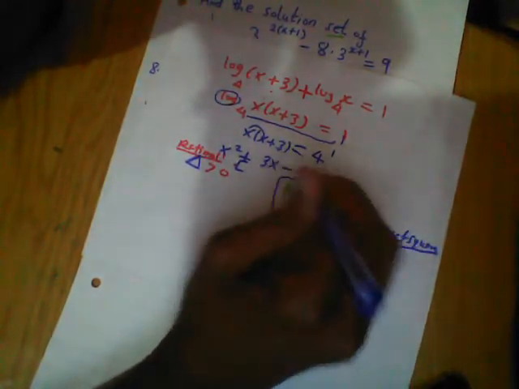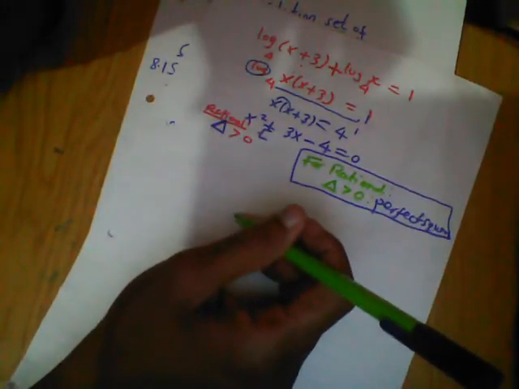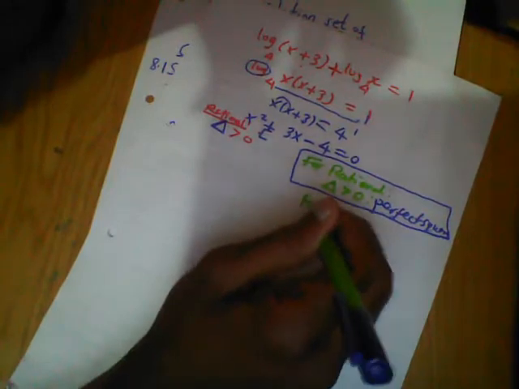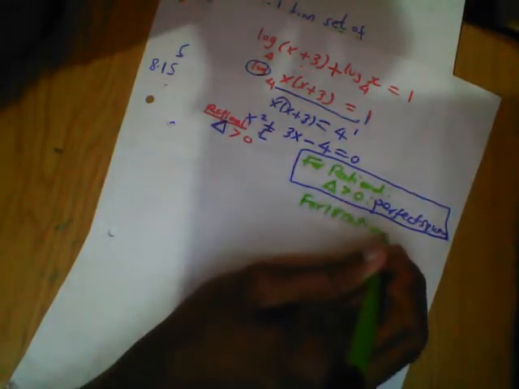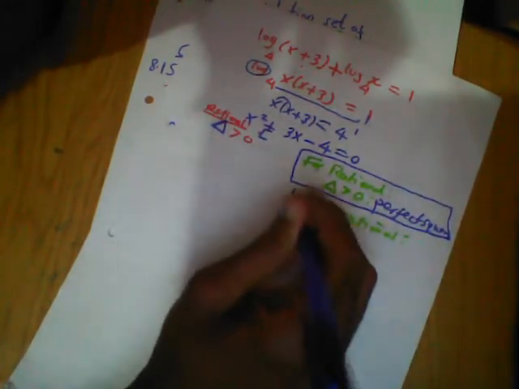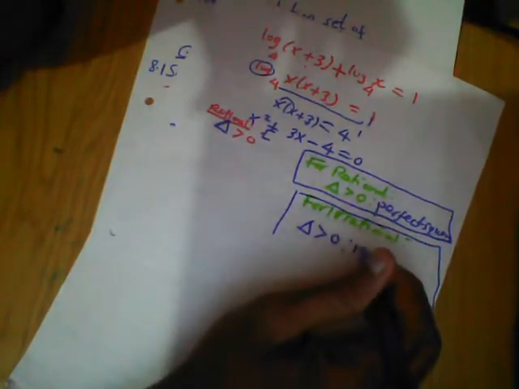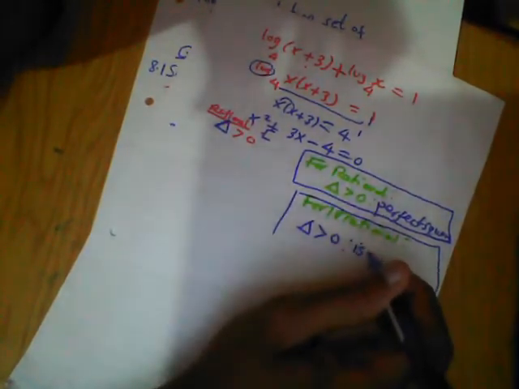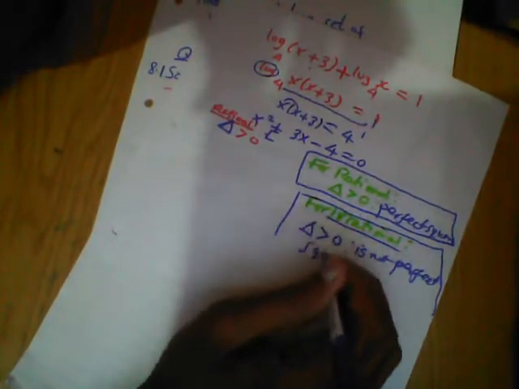That's the difference between this and the previous one. See, for irrational, the discriminant must be greater than 0, but it should not be a perfect square. Not a perfect square. For irrational, not a perfect square.